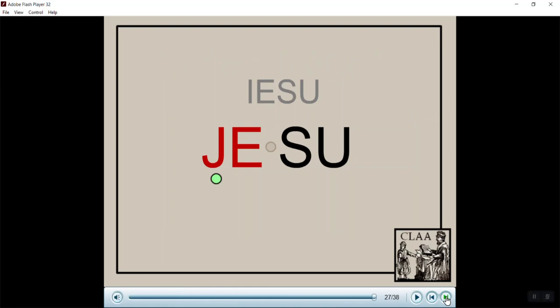Here's a word that in Classical Latin would have been written I-E-S-U. You can see the word in the light gray letters. In Classical Latin, we would read this as Iesu. In Church Latin, that first vowel, I, is changed into the letter we call J. In Church Latin, we would read this Jesu. In Classical Latin, it would be Iesu. But in Church Latin, that changes and it's read Jesu.